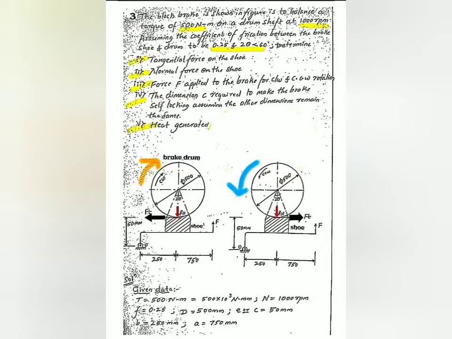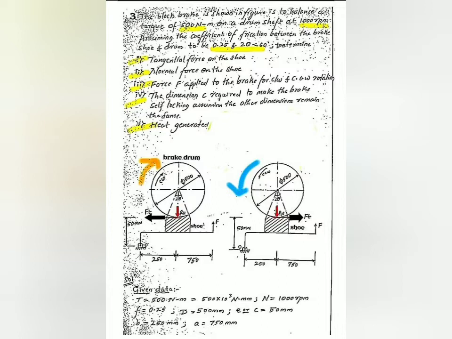Determine first the tangential force on the shoe, second the normal force on the shoe, third the force F applied to the brake for clockwise and counterclockwise rotation, fourth the dimension C required to make the brake self-locking, assuming the other dimensions remain the same. And lastly, calculate the heat generated.